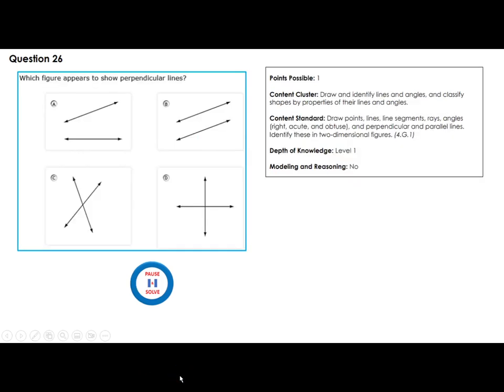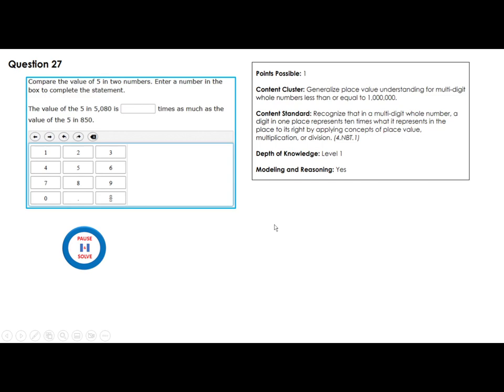Now, look at this here. Which figure appears to show perpendicular lines? Again, perpendicular lines. Very important. It's not parallel lines. Those are parallel. Those are not parallel and they are not perpendicular. This is the only one, right? See 90 degrees right there, corner. So this one is not good. This one is not good. This one is not good. So that's your answer, okay?